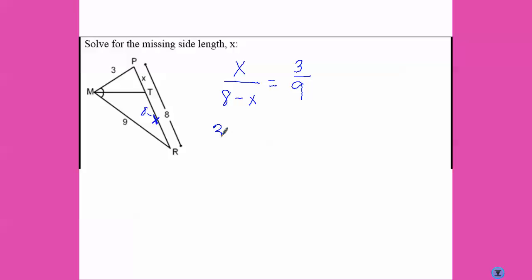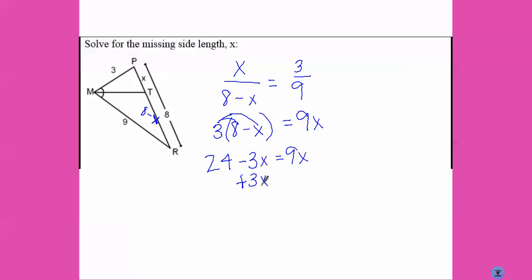We're going to cross multiply, so we'll have 3 times 8 minus x equals 9x. Distribute. Then we need to get all the x's on one side, so I'm going to add 3x to the other side. And then divide both sides by 12. And we get that x is equal to 2.